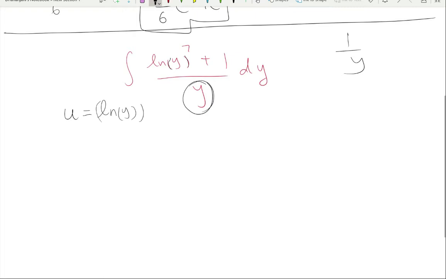Now you might ask, well, you already told us to select this full term. Here we can't do that, right? Here if you choose that full term, you have to choose (natural log y)^7 plus 1. It will make things complicated.